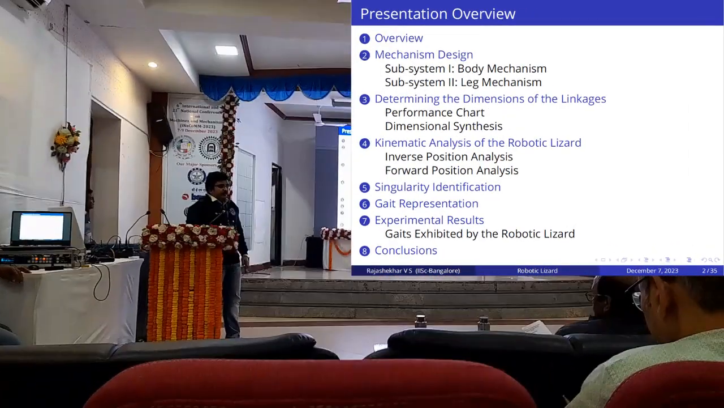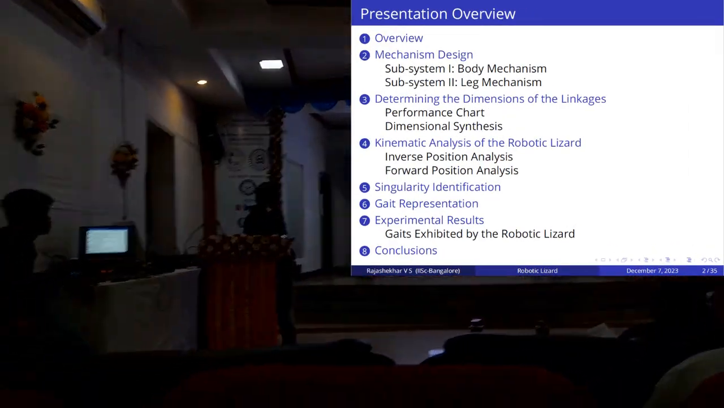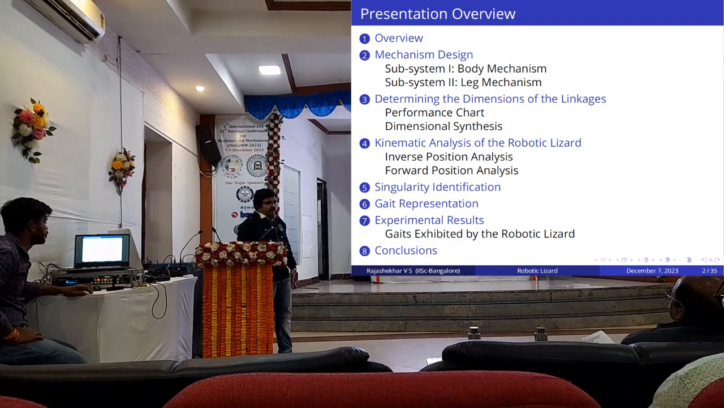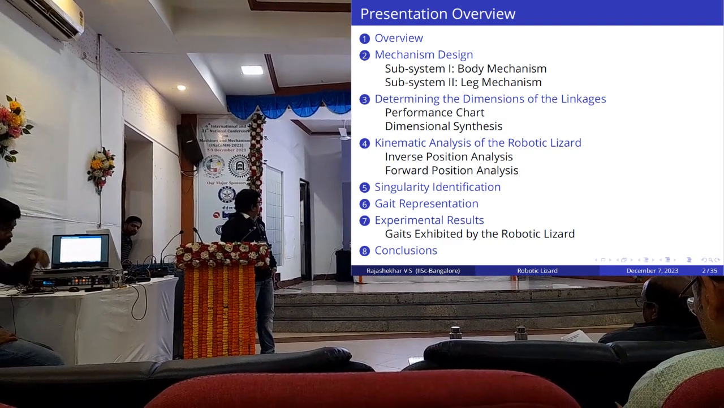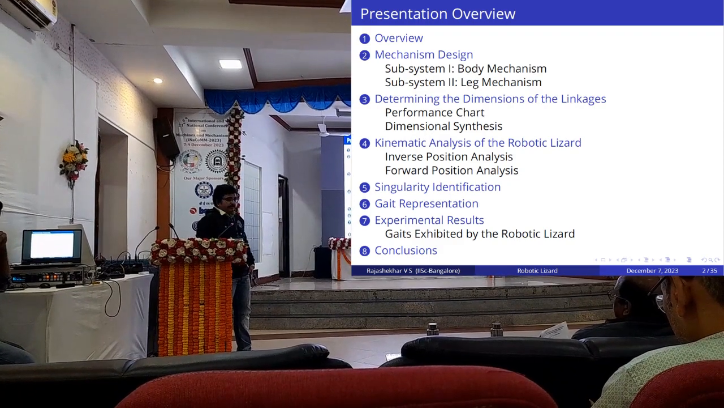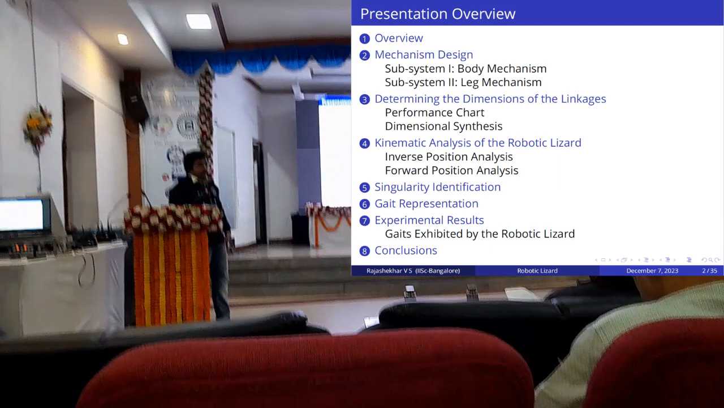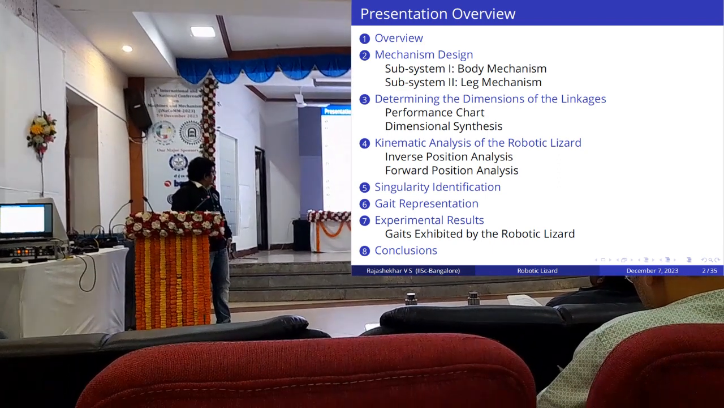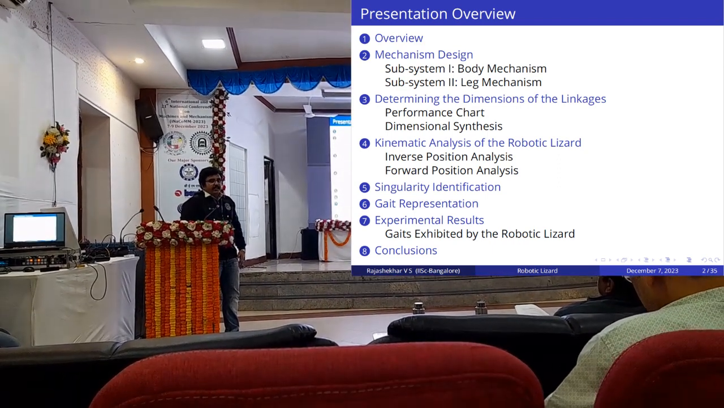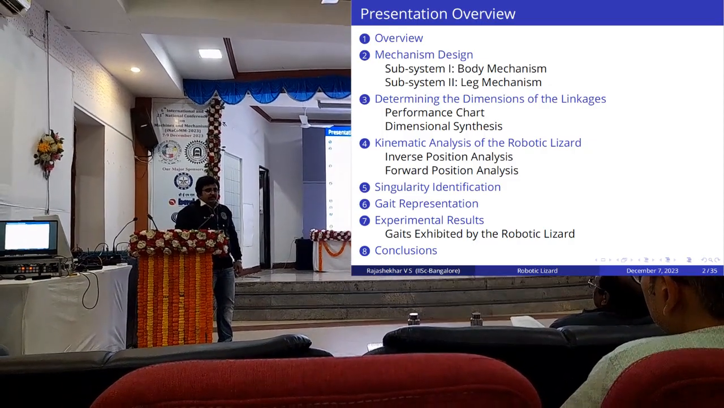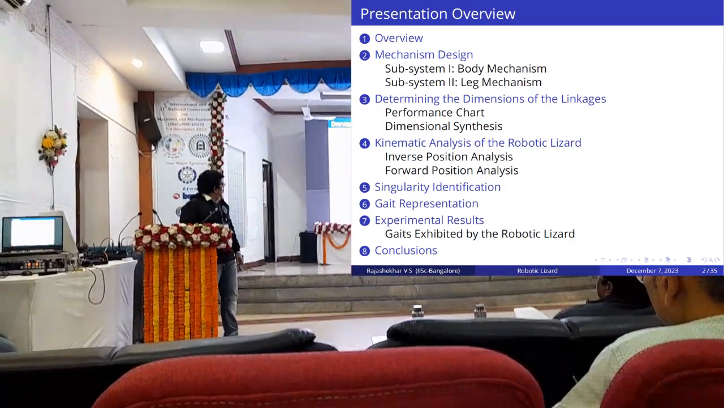The presentation overview is as follows. I'll be dealing with the overview, mechanism design, determining the lengths of the various links in the mechanism, that is dimensional synthesis based on performance chart, and then I'll be dealing with the kinematic analysis of the mechanism, followed by the singularity identification, gait analysis, and then the experiments and the concluding remarks.